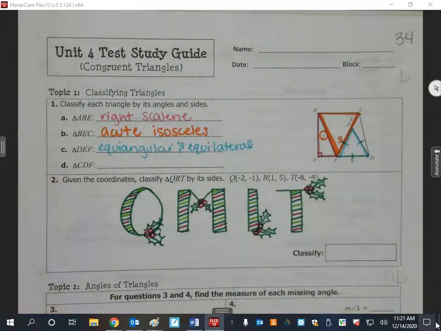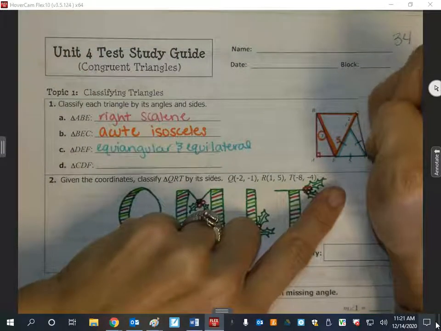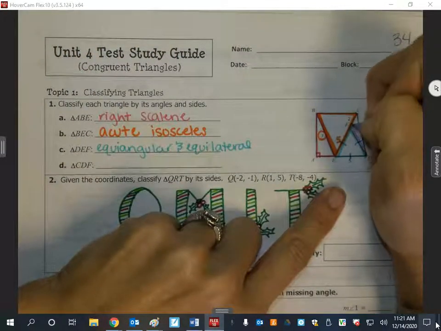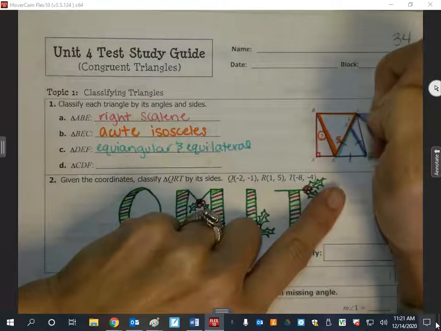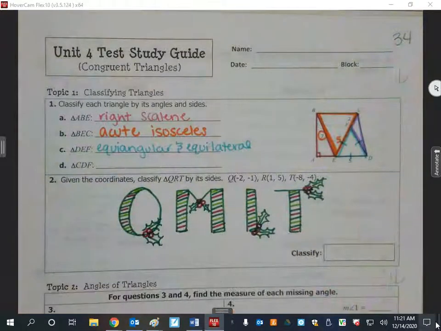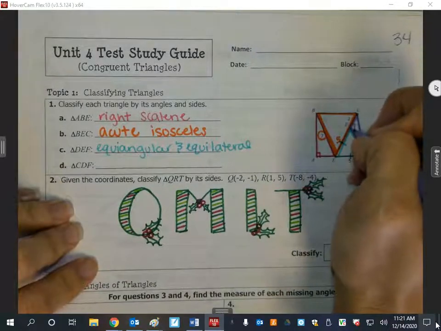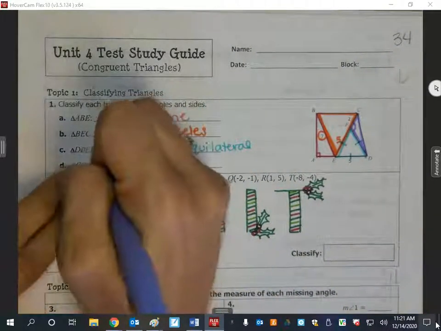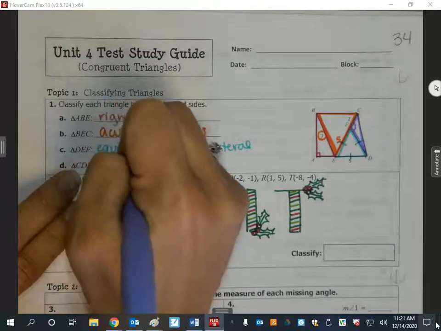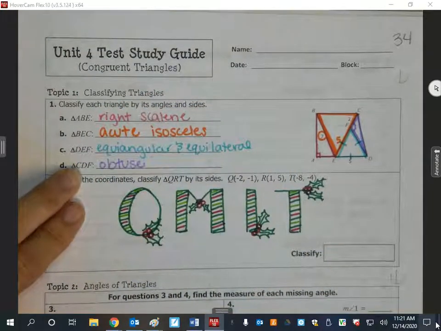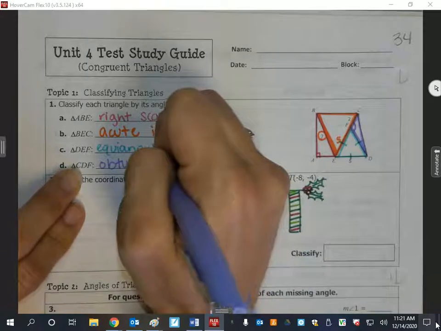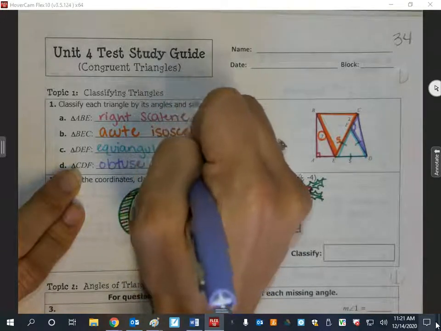And finally, triangle CDF is this little triangle right here in the corner, CDF. What type of triangle is CDF? Hopefully you saw that this angle right here at F is an obtuse angle, which makes this an obtuse triangle, and none of the sides are marked as congruent to each other, so this is an obtuse scalene triangle.